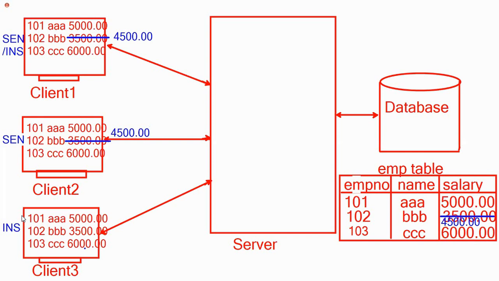Suppose this person closes this connection. Again, he creates a connection and sends a request to get data. Then 4,500 comes. But up to that, it will not show.